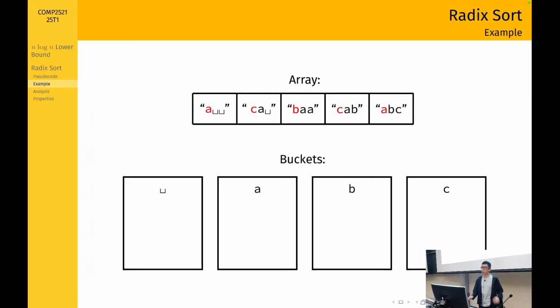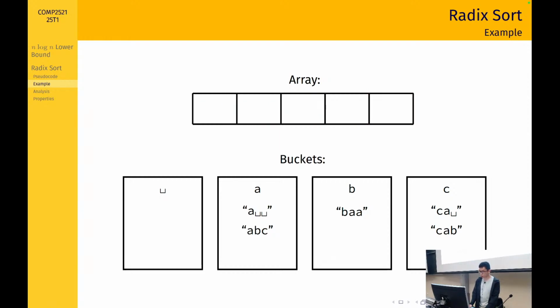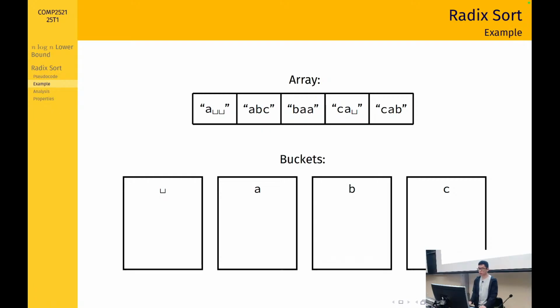And finally, we want to sort by the first character. Right, so this goes in the A bucket, this goes in the C bucket, this goes in the B bucket, this goes in the C bucket, and this goes in the A bucket. And then we're going to store the elements back into the array. And after we do so, the array is going to be sorted. Okay? And I mean, this is really cool because we didn't need to perform any comparisons, right? So now we are done.